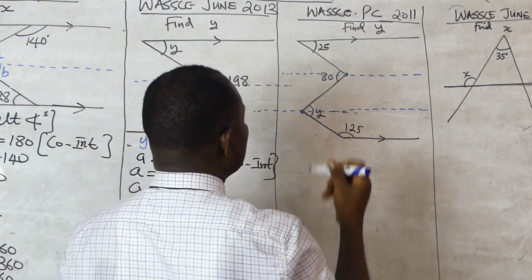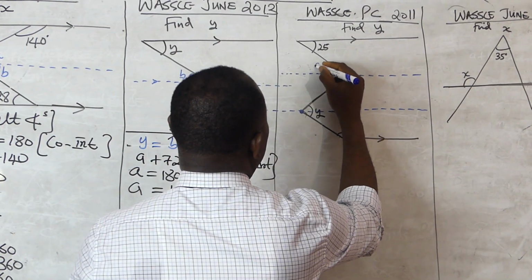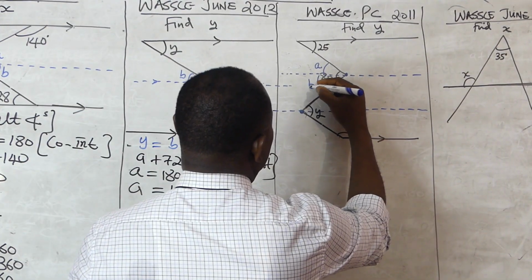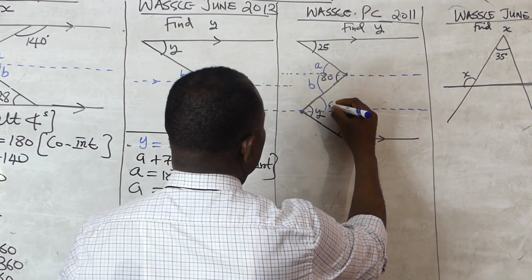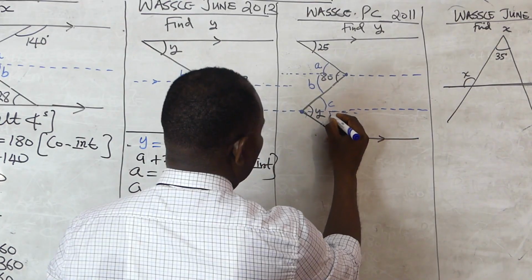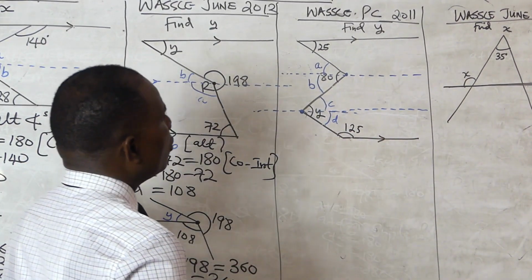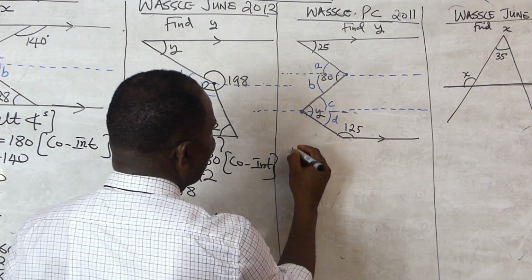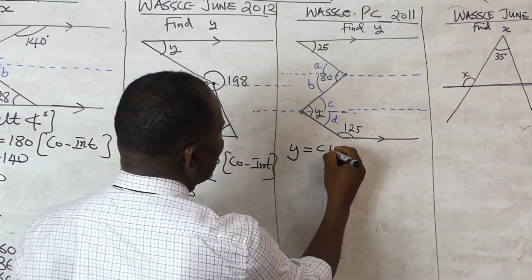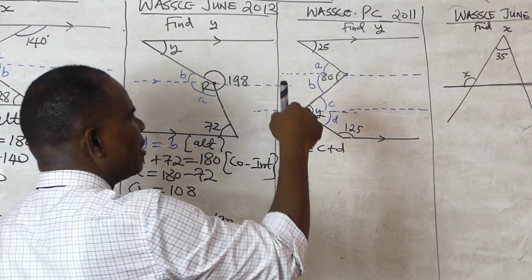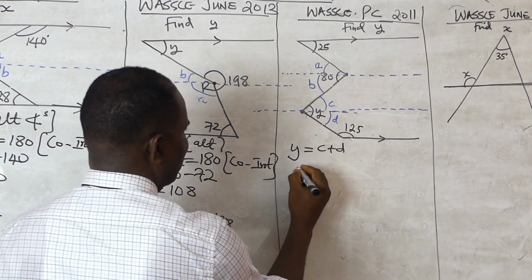So I can bring this as A. I put A there as well. I can also put another angle here. I call it B somewhere there. I can put another angle here. I call it C. Then I can put another angle here. I call it D. So looking at that, I can now look at the Y. The Y is a component of this. Y is when I add C and D will give me Y. So I have to find C, then I have to find D. So let me find D first of all.